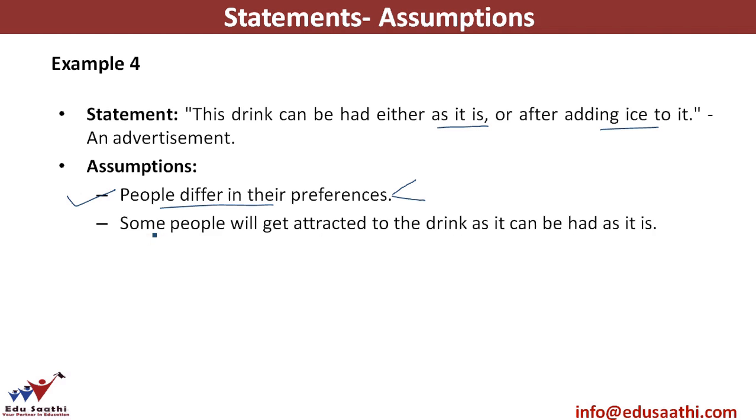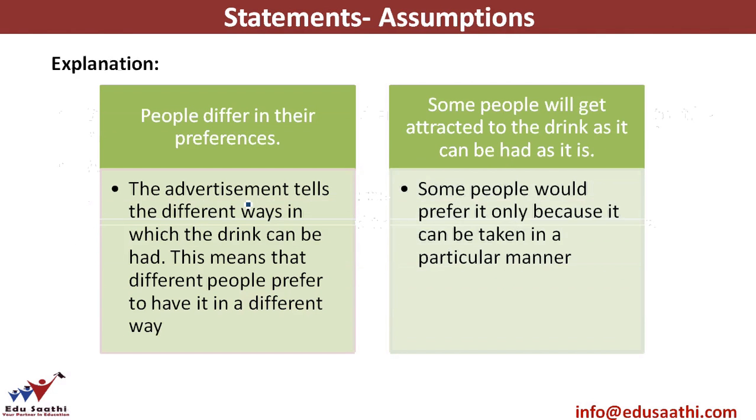Then, some people will get attracted to the drink as it can be had as it is. Yes, this is a valid assumption. Why? They are giving you two options. Either you can have it as it is, or you can add ice to it. So it means some people will like the drink as it is. Another valid assumption could be that some people might like the drink after adding ice to it. So the company is thinking that we can target two sets of audiences, one who can have the drink in this way, and a second that can have the drink in this way, and that there are people who will try these things. Therefore, people differ in their preferences. So both the assumptions are valid for the given statement. Okay, I hope you understand this also.